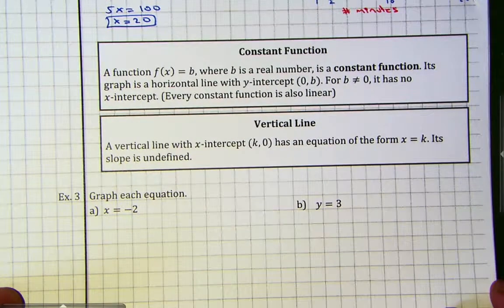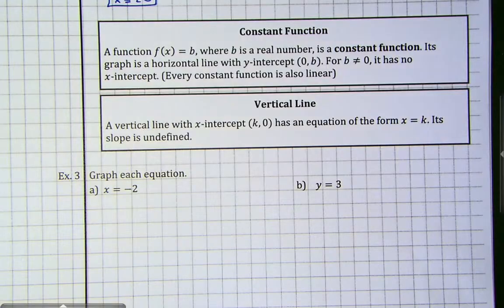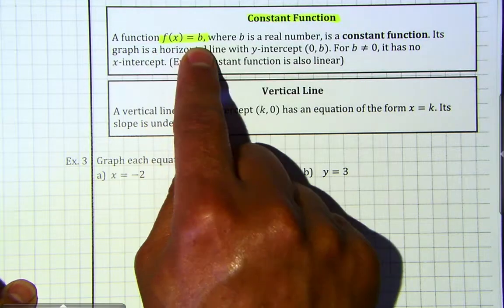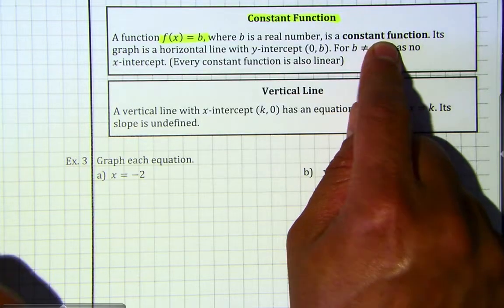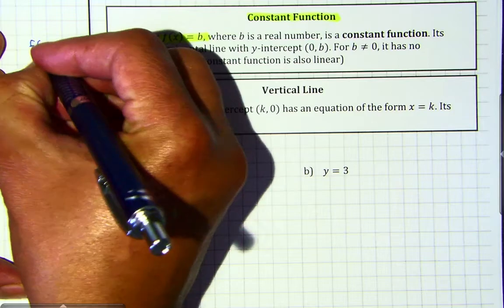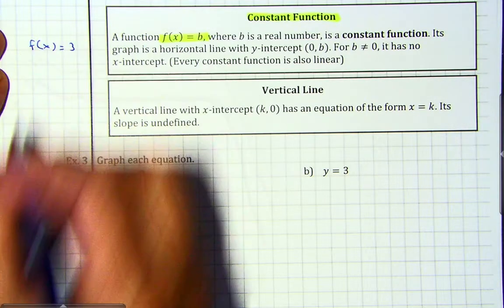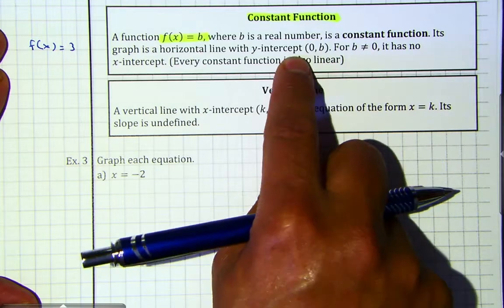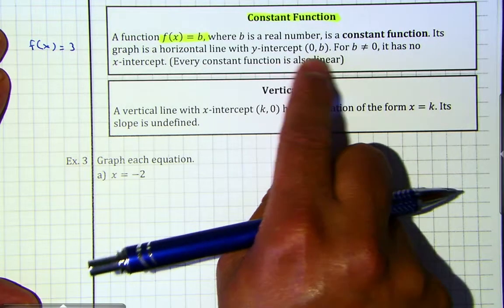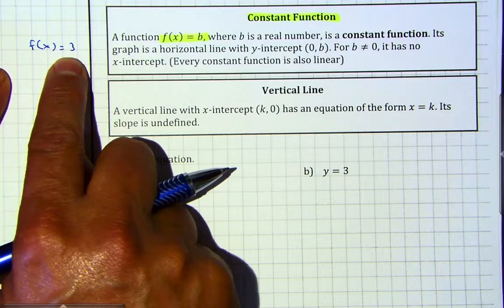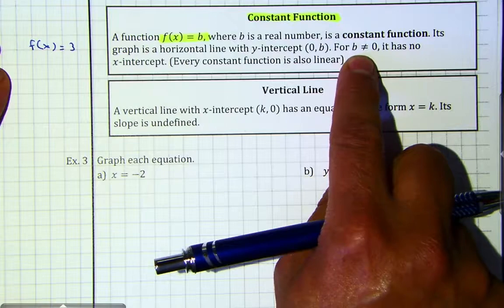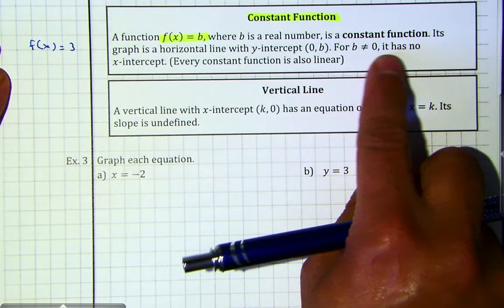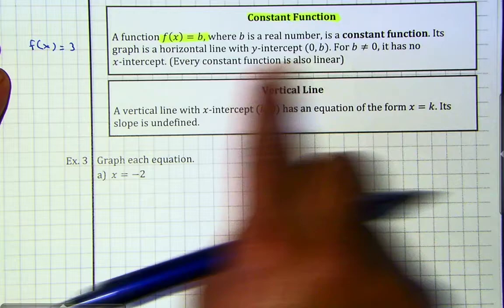So go and paste your cutout for the constant and the vertical line. A function f of x equal to b, where b is a real number, is a constant function. Every time we have such as f of x equal to 3, we know that that is a horizontal line and that it crosses the y-axis at (0, b), in this case (0, 3). And it doesn't cross the x-axis unless b is equal to 0, correct?